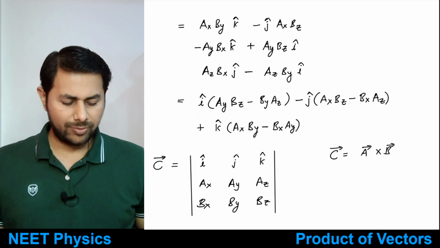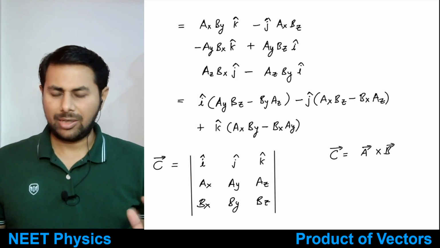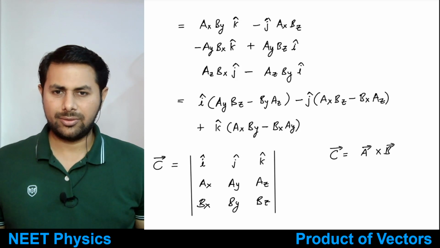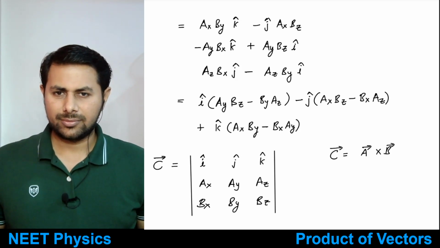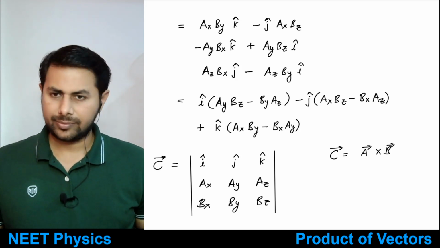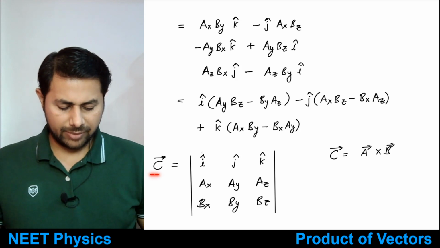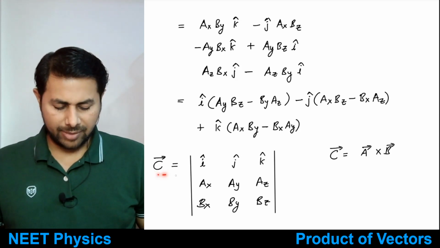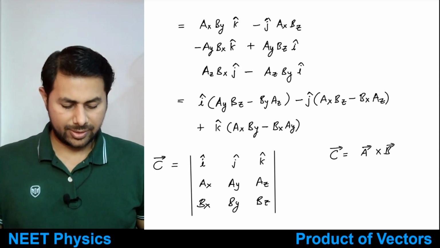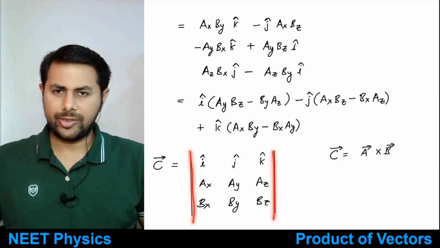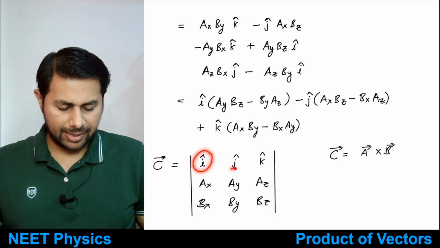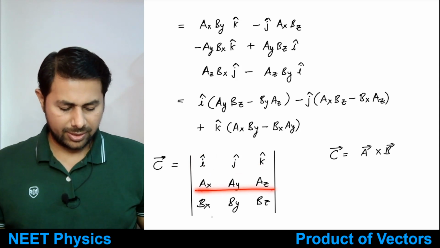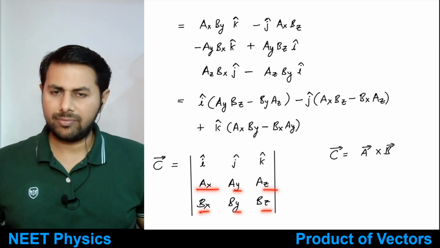So what is the determinant? Are you familiar with determinants, everyone? Okay, right. C bar is equal to, how do we write? What is C bar? It's A bar cross B bar. So for the determinant, just draw two lines, write i cap, j cap, k cap, then write the components of the first vector, then write the components of the second vector: ax, ay, az, bx, by, bz.